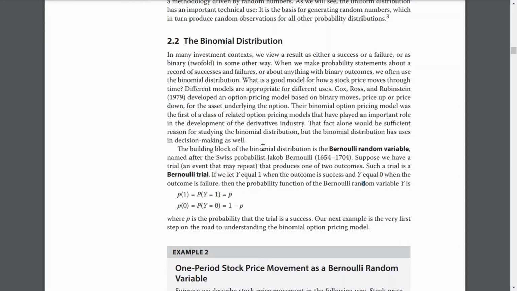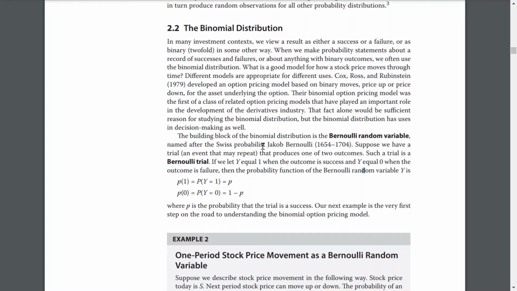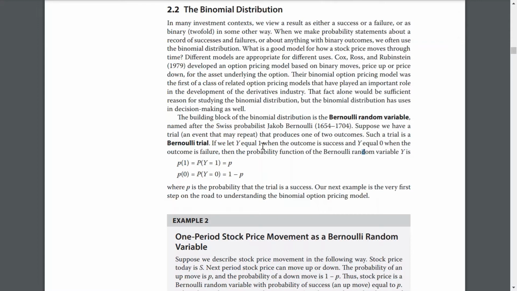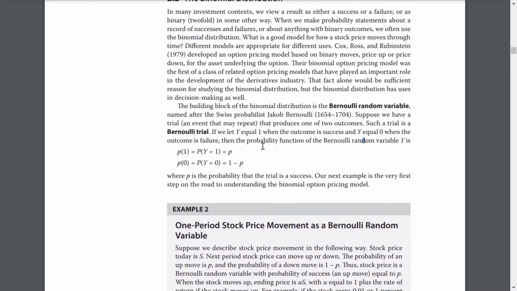Their binomial option pricing model was the first of the class of related option pricing models that have played an important role in the development of the derivatives industry. That fact alone would be sufficient reason for studying the binomial distribution, but the binomial distribution has uses in decision-making as well.